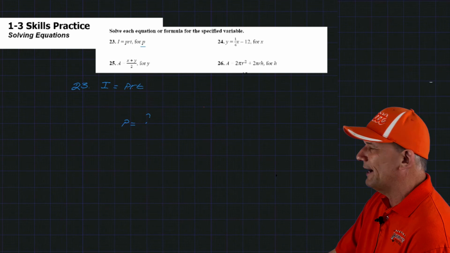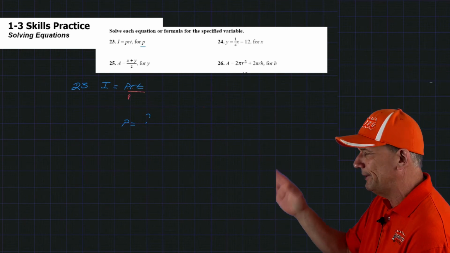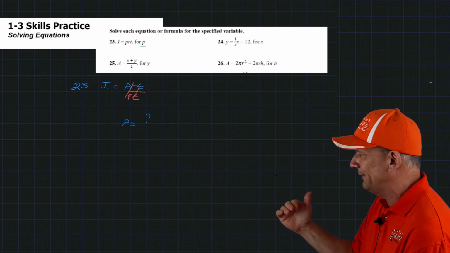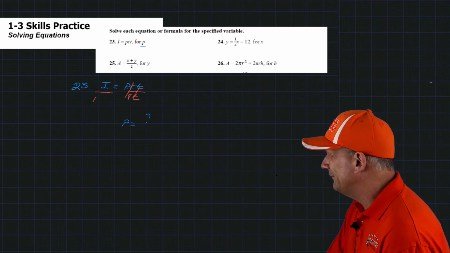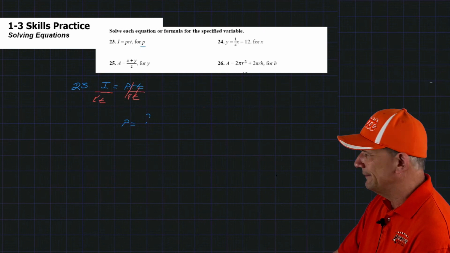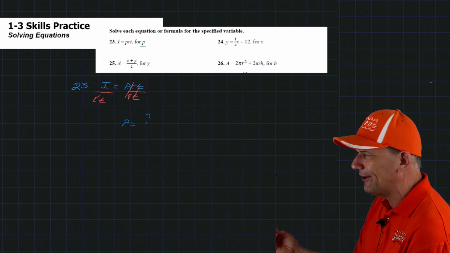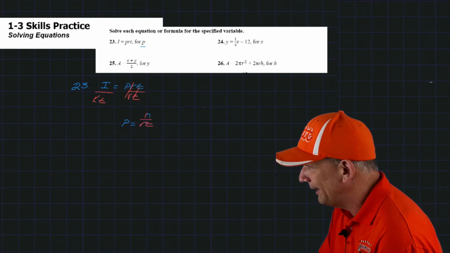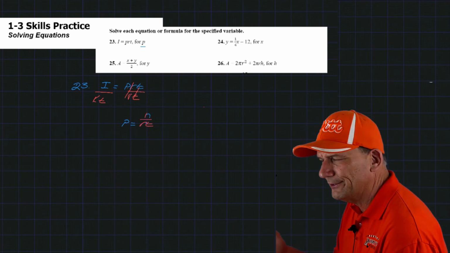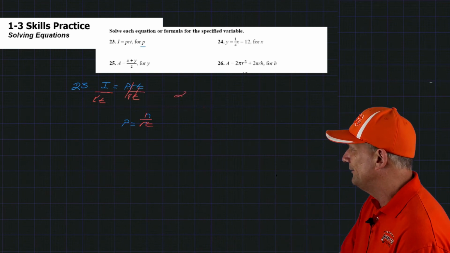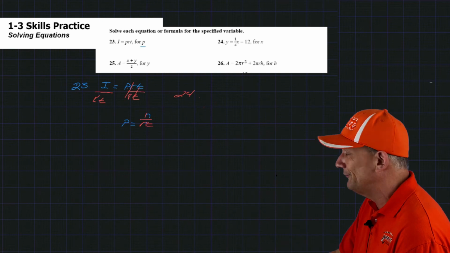Well, why don't we just divide both sides by r and t, because it's p times r times t. So they multiply by rt, we divide by rt. And in the end, we're going to have p equals I over rt. And that's it. You're not actually solving it, you're just rearranging. And you're going to use the proper order of operations and the proper multiplication or division, whatever it is, to do it. We're going to do the opposites. You're always doing the opposites.